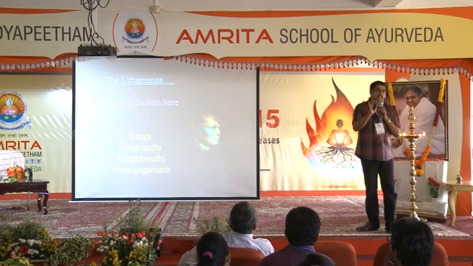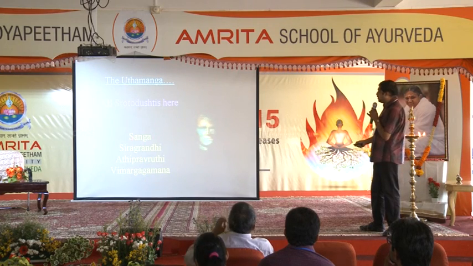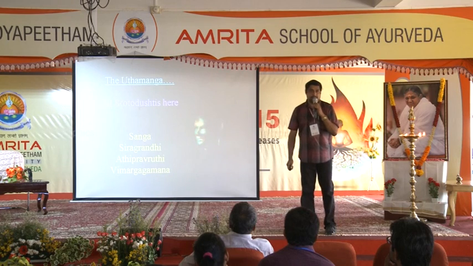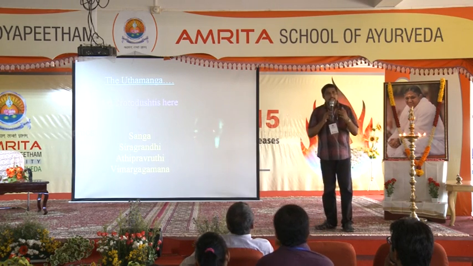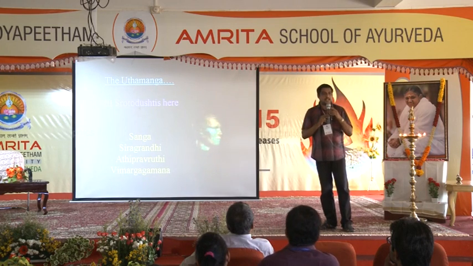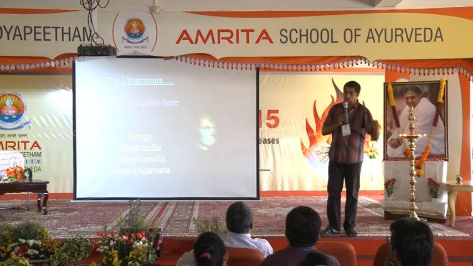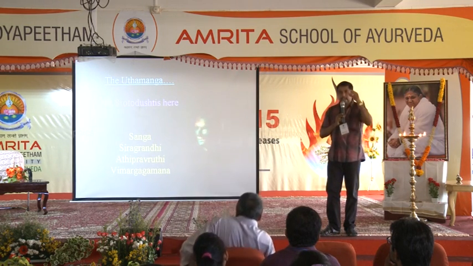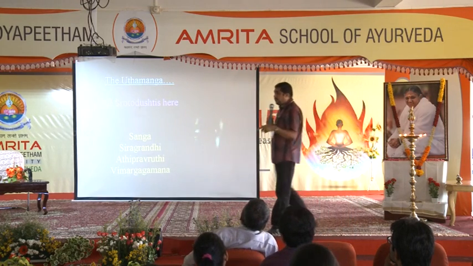Atipravritti, Sanga, Siragranthi, Vimargagamana. You are getting Sanga in the form of thrombus. You are getting Siragranthi, that is aneurysm. The different aneurysms occurring in the brain and arteriovenous malformations occurring in the brain come under Siragranthi. Or is Siragranthi only varicosity? No. Siragranthi occurring in the Uttamanga is nothing other than aneurysm. AVM, arteriovenous malformation. What is AVM?